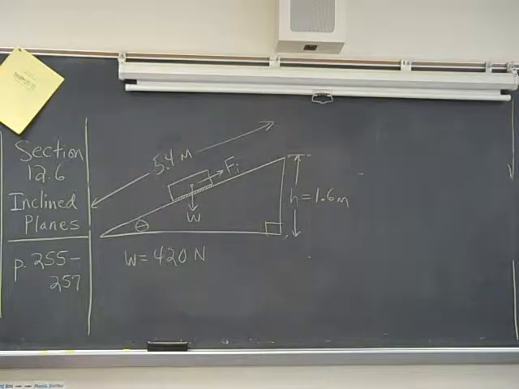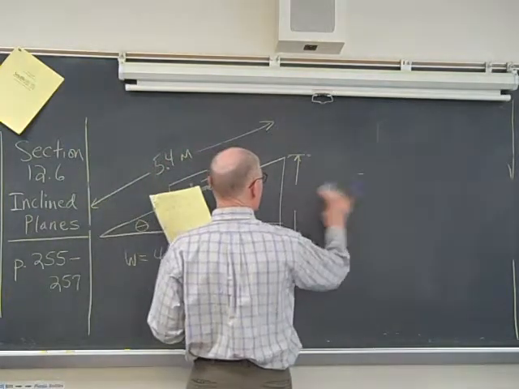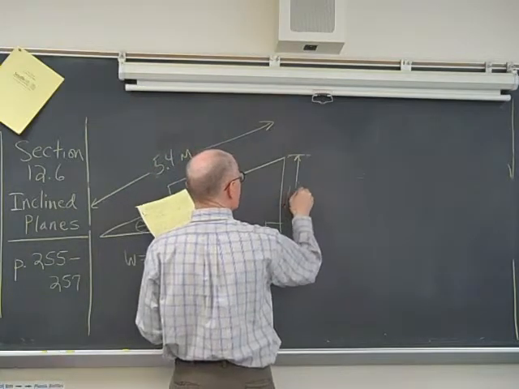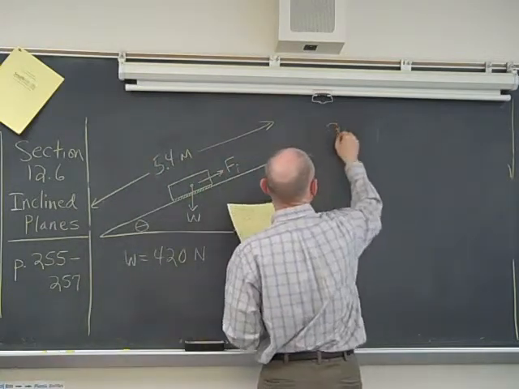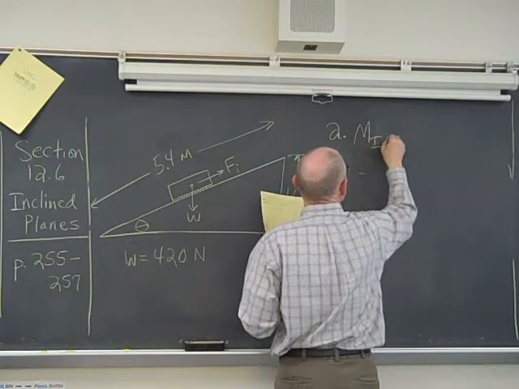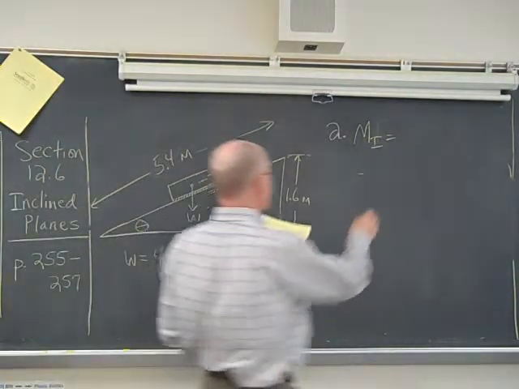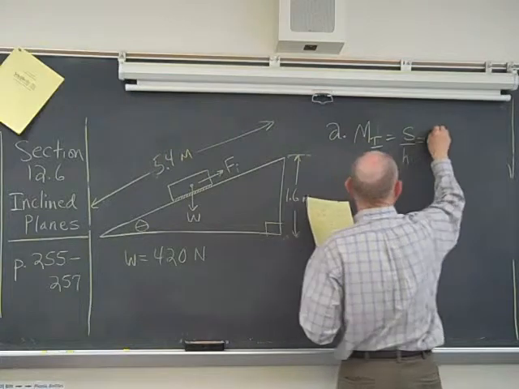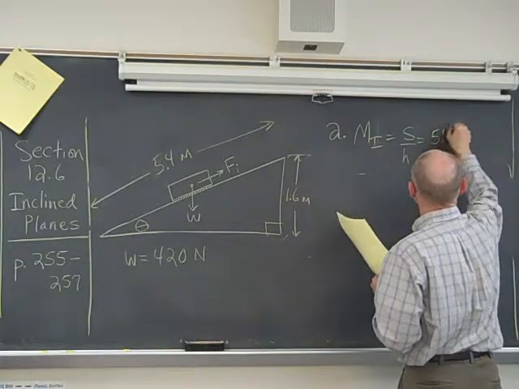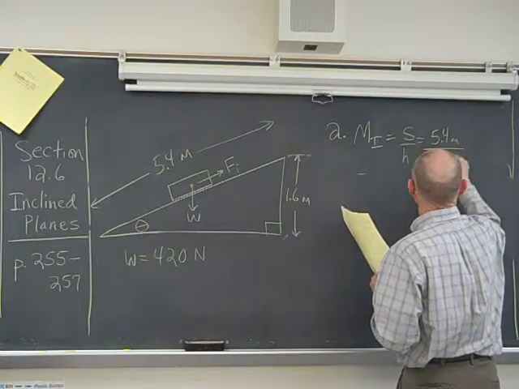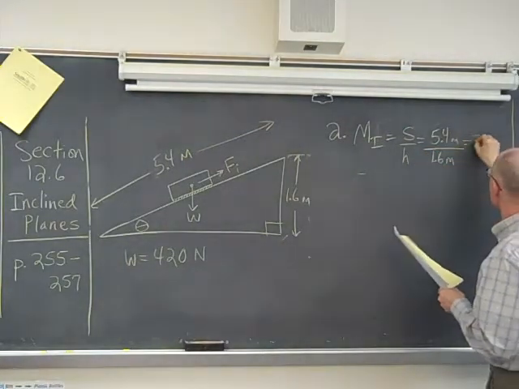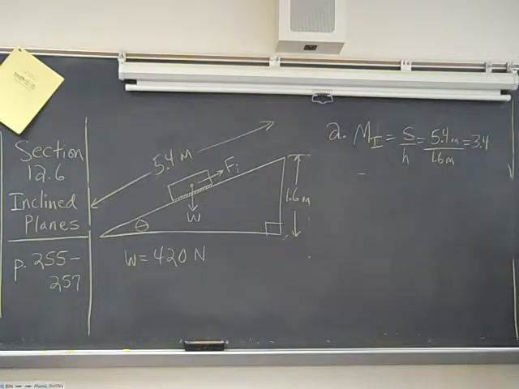So the first question you could be asked is, what is the ideal mechanical advantage of this inclined plane? So as we just saw, S over H, which is the 5.4 meters divided by 1.6 meters, so that would be 3.4. Again, the mechanical advantage is a unitless number, the units cancel out. So there's your mechanical advantage.